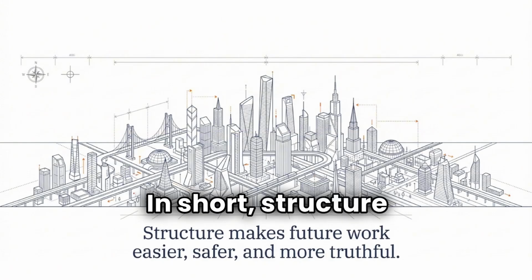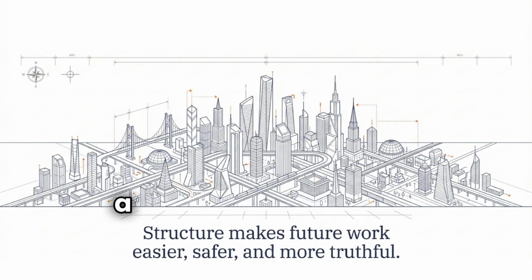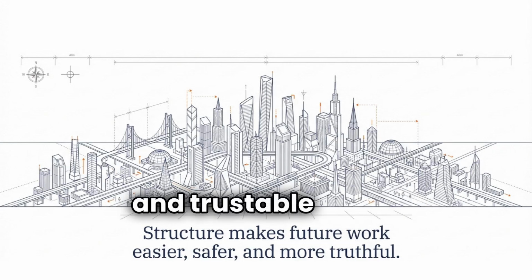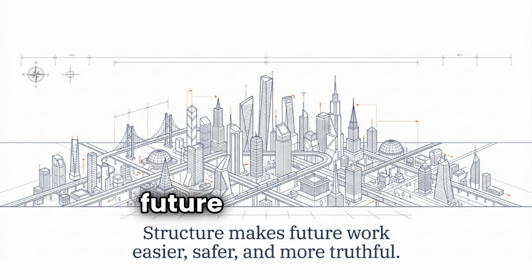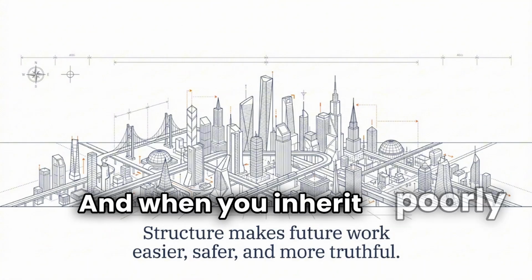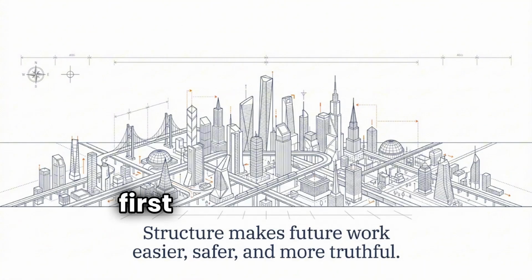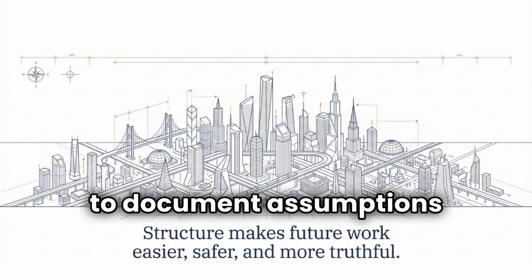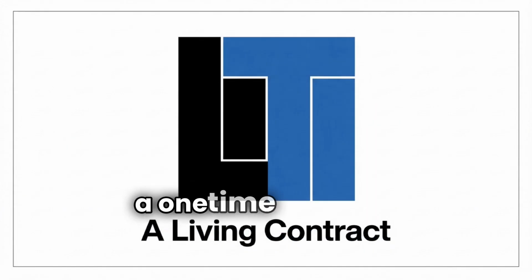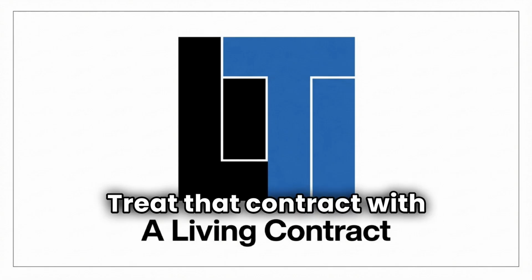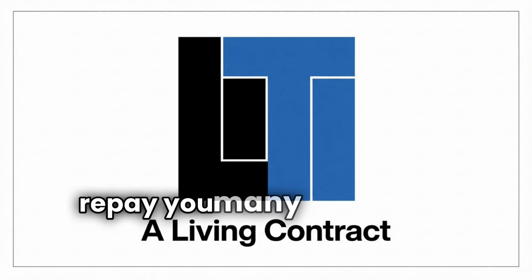In short, structure transforms raw data into a coherent, queryable, and trustable asset. When you design structure intentionally, you make future work easier, safer, and more truthful. And when you inherit poorly structured data, your first priority should be to document assumptions and introduce lightweight structure gradually. Structure is not a one-time artifact, it is a living contract between systems and the people who rely on them. Treat that contract with care, and your data will repay you many times over.